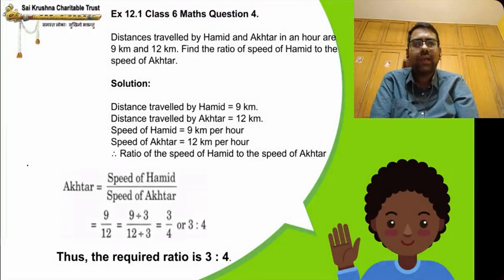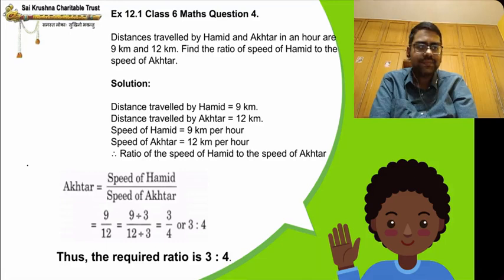Question 4, exercise 12.1 maths. Distances travelled by Hamid and Akhtar in an hour are 9 km and 12 km. Find the ratio of the speed of Hamid to the speed of Akhtar. Hamid travels 9 km, Akhtar travels 12 km. So the distance traveled by Hamid is 9 km and by Akhtar is 12 km. Speed of Hamid is 9 km per hour, speed of Akhtar is 12 km per hour.